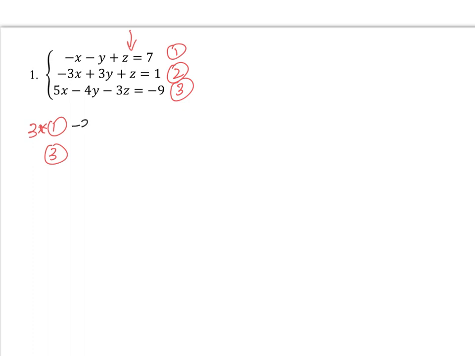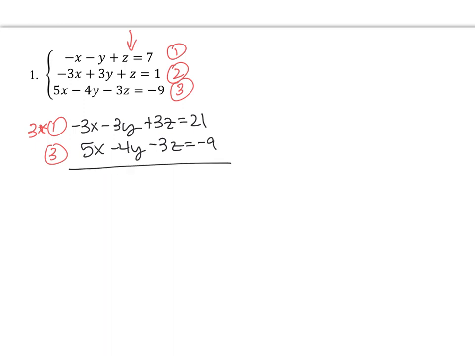So when I do 3 times 1, just make sure you do all parts by 3. So it's going to be negative 3x minus 3y plus 3z equals 21. Then we get 5x minus 4y minus 3z equals negative 9. Then we get 2x minus 7z. These cancel like we wanted them to, equal to 12. Then you got to go back and get another combination.